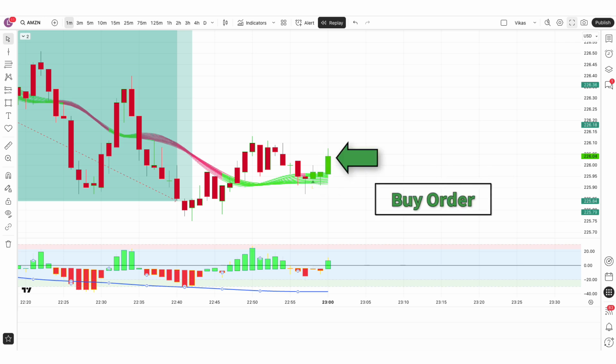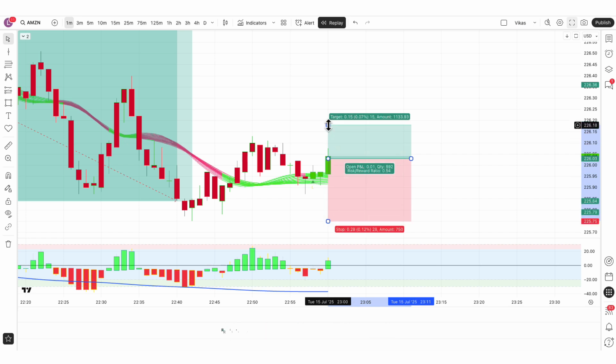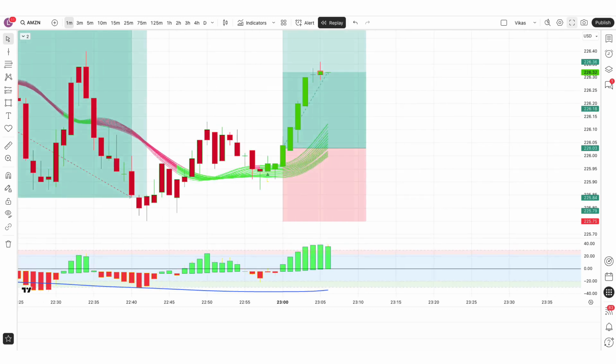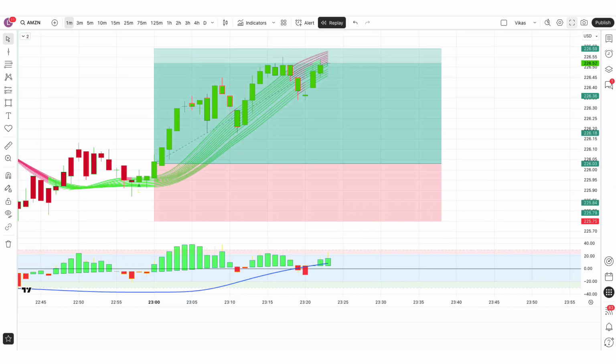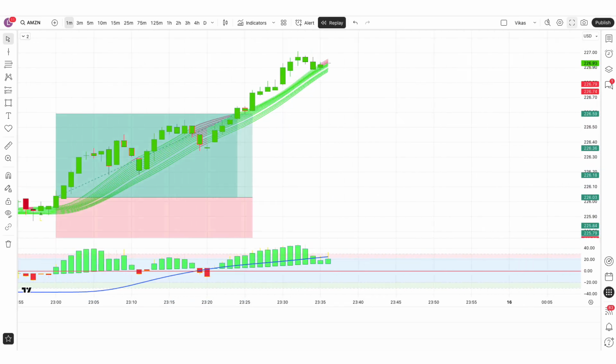If this condition is fulfilled, then we will place a buy order. Our stop loss is to be placed at the previous low of the market, and the risk to reward ratio will be 2. The market has completely hit the target. Let's find the next trade.